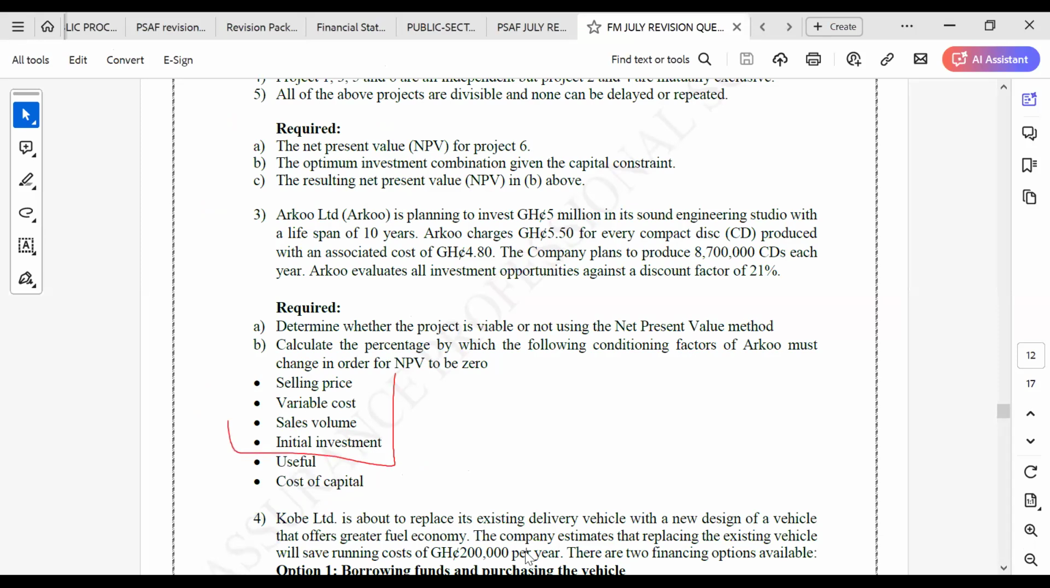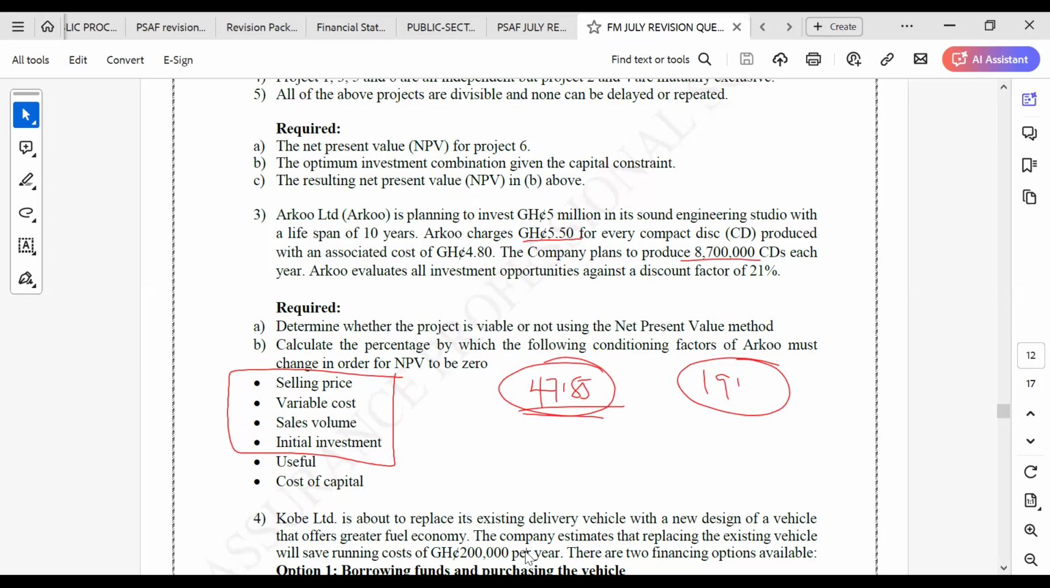What we do for this one, if you count the selling price, is just the sales. So the sales will be 5.5 for the 10 years. We do it for the 10 years because the project is 10 years. So currently, this is 5.5 multiplied by 8.7. How much are we getting? 47.85. So currently we are generating a revenue of 47.85. That is giving us an NPV of 19.69.